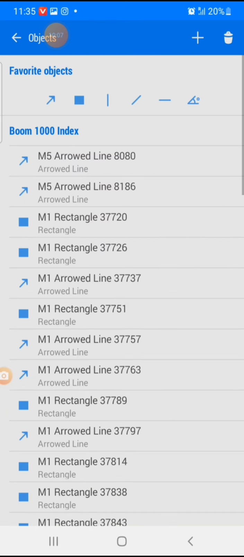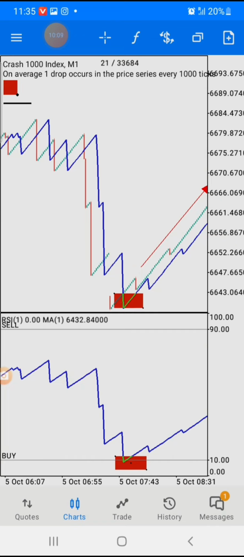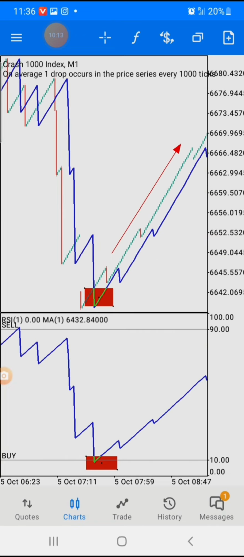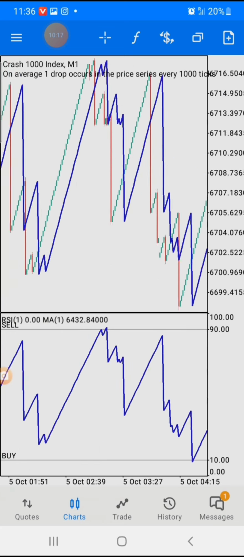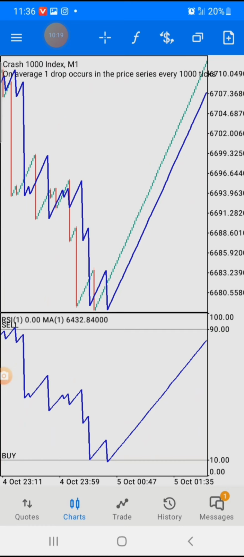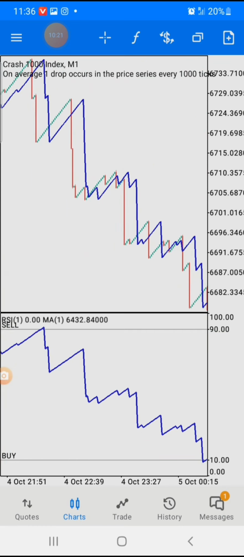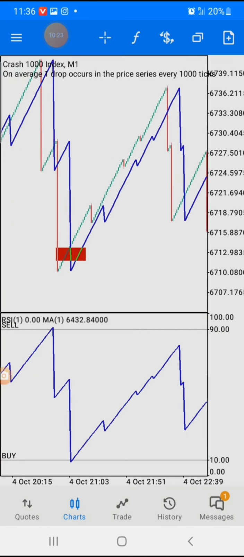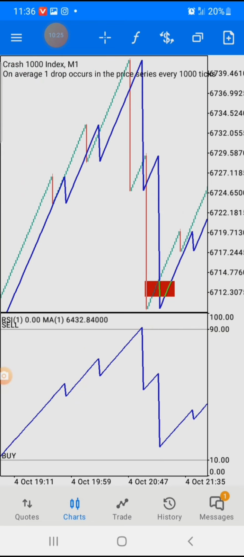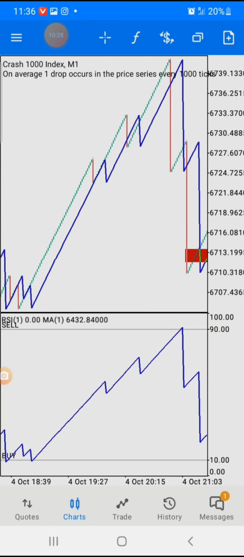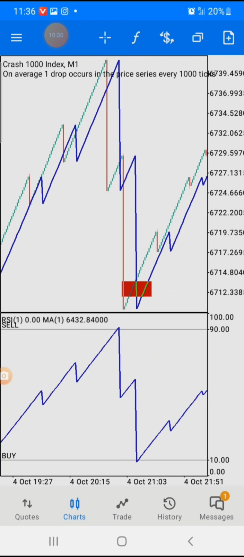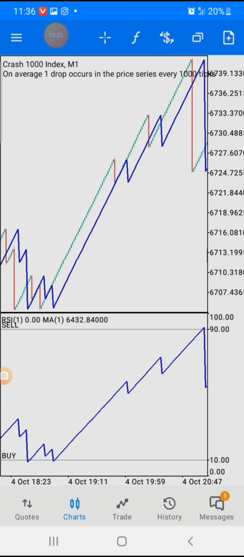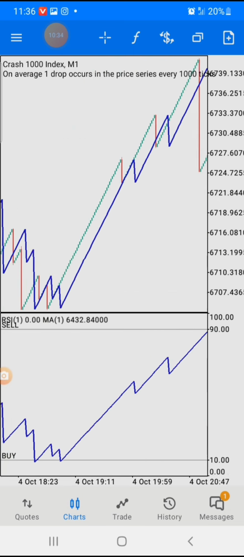Then again on the main chart we have the candles crossing the moving average going upwards. So we count our 20 to 30 candles, then we move out of the market. This strategy works perfectly in Boom and Crash 1000, but you can also use it in Boom 500 and also Boom 300 or Crash 300 and 500.